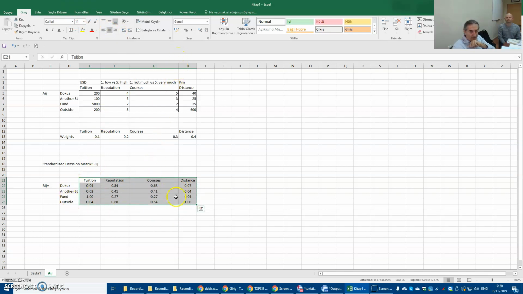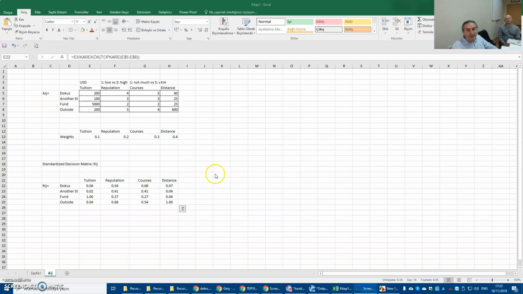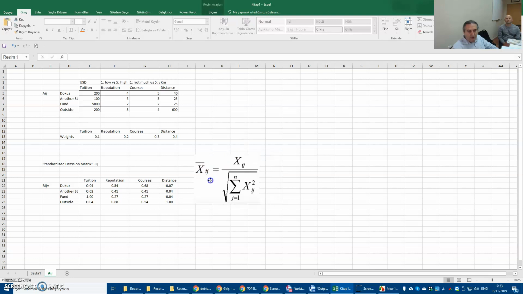Please focus on these metrics. Tuition, repetition, courses, distance for the alternatives, and for the Rij matrix here, okay? We completed another stage now. Indeed, the function we read, we need for calculating these standardized values. Let's paste here, okay? So, each value divided by the square root of sum squared values, okay? Like these ones.